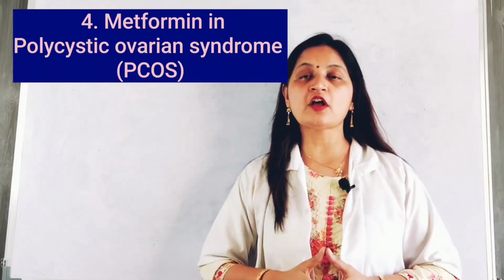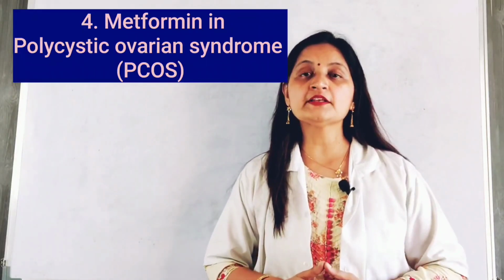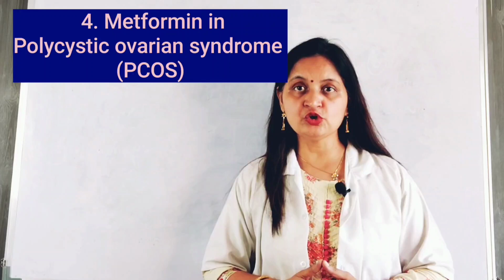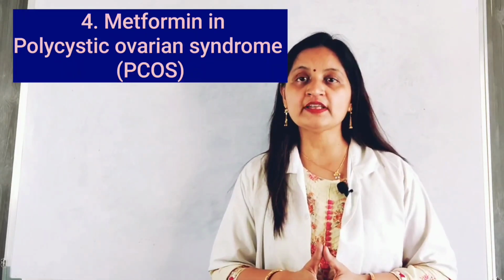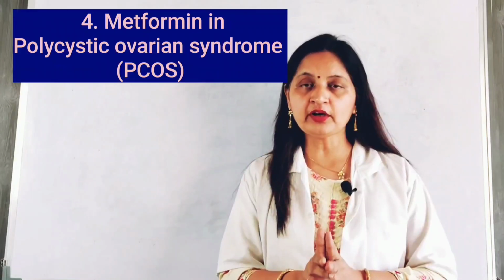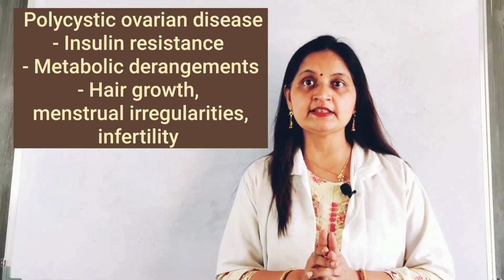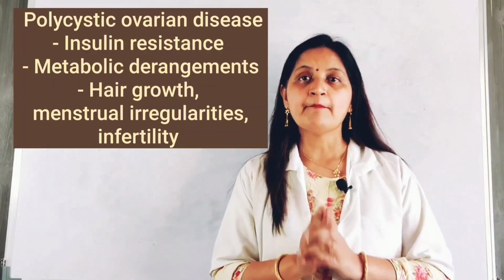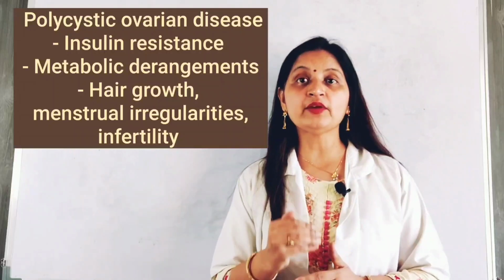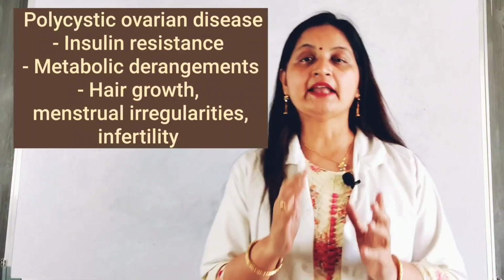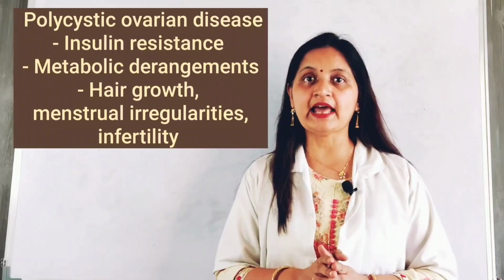The fourth clinical use of metformin is polycystic ovarian syndrome. Metformin is the only antidiabetic drug that is used in polycystic ovarian disease. So what is polycystic ovarian syndrome? It is an endocrine disorder which is characterized by increased insulin resistance, because of which there is metabolic derangements, metabolic syndrome. Also there is increased level of androgens, and this causes hirsutism, infertility, menstrual irregularities.